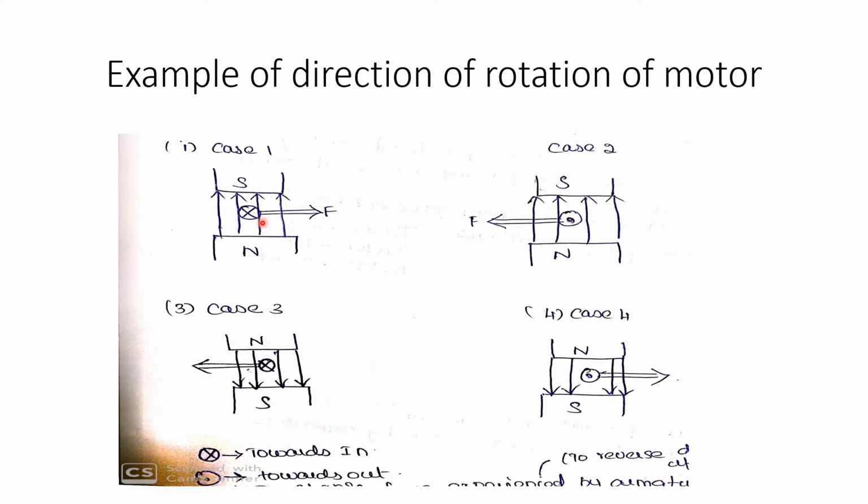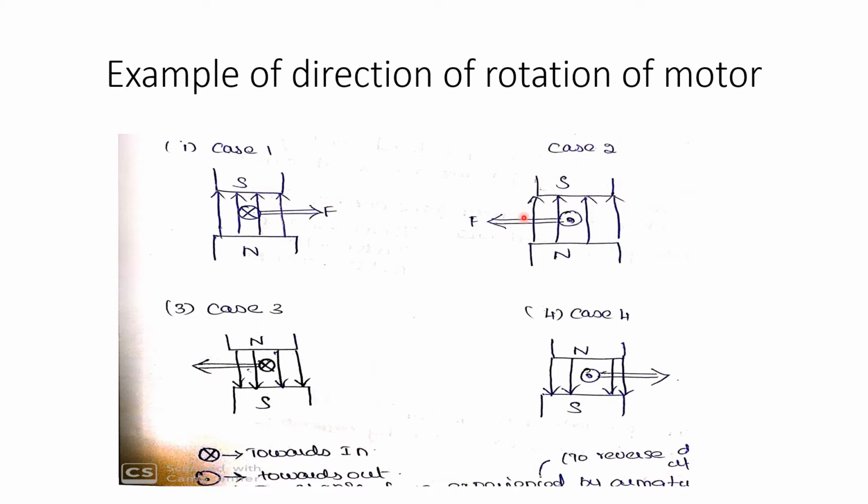If I keep my left hand index finger towards the flux direction and the current direction is into the paper, the force created across the armature will be in this direction, which is represented by the thumb. Kindly apply Fleming's left hand rule and find the torque direction in the armature.